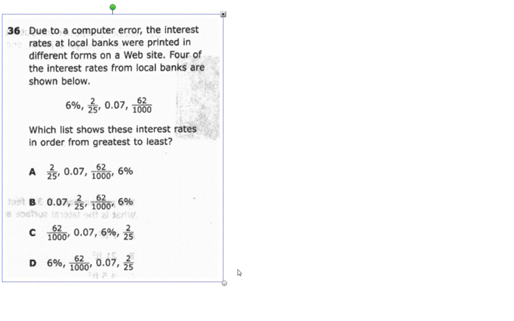And number 36. Computer error, interest rates, blah, blah, blah. Which of these shows order from greatest to least? They'll give you a million different reasons to order stuff, and really all it comes down to is these two words: do we want greatest to least or least to greatest? In this case, we want greatest to least. Okay. And let's start with these ones. Let's see if we can avoid having to figure out what that is, because that looks like a pain.